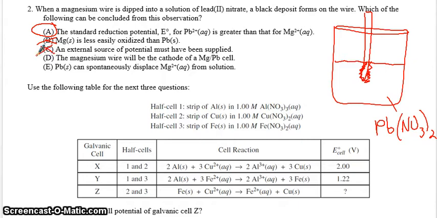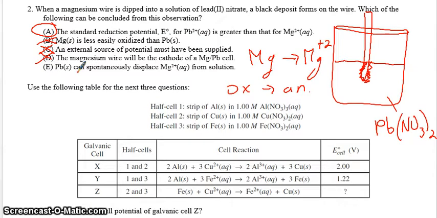So this one's out. D says the magnesium wire will be the cathode. Again, this is wrong because oxidation occurs. We see that magnesium has to get oxidized. If magnesium gets oxidized, that's happening at the anode. Oxidation, remember, happens at the anode. So that one's out.